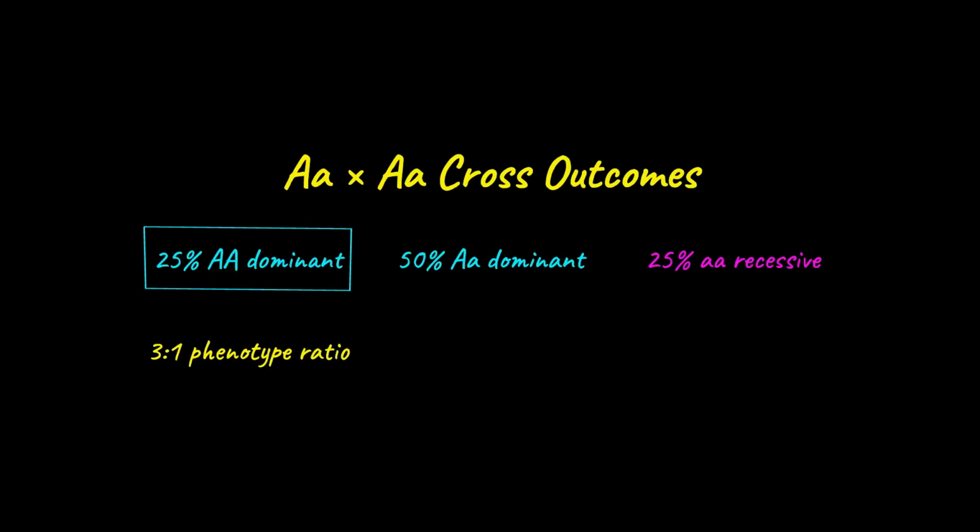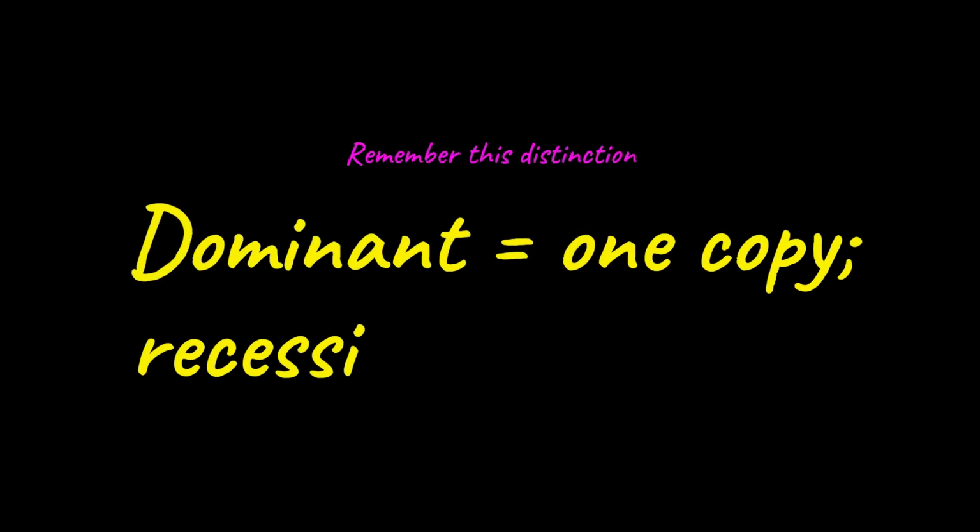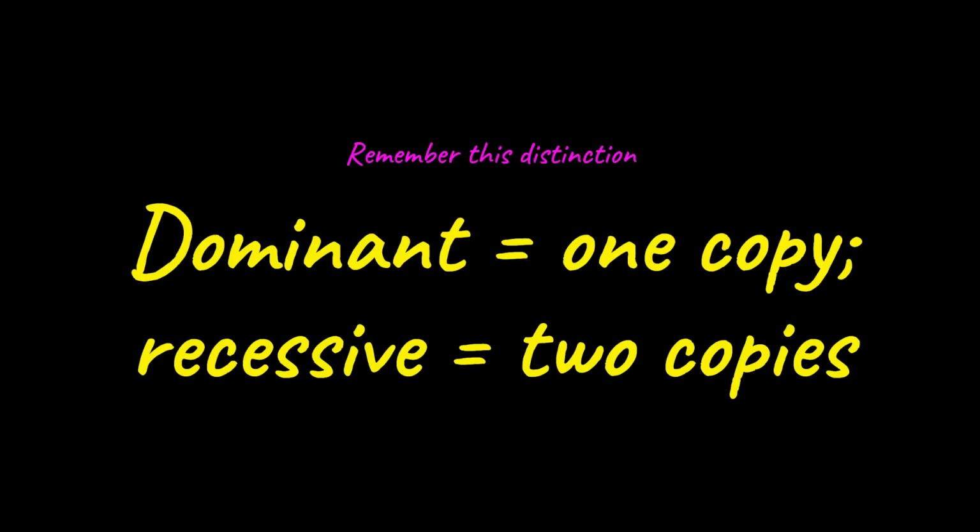A cross between 2 heterozygous parents produces a 1:2:1 genotype ratio and a 3:1 phenotype ratio. 3/4 of offspring show the dominant trait because both AA and Aa carry at least 1 dominant allele. Dominance is purely about copy number, not chromosome location or population frequency. Whenever you see phrases like "single allele sufficient" or "masks the recessive," you are looking at a dominant allele.